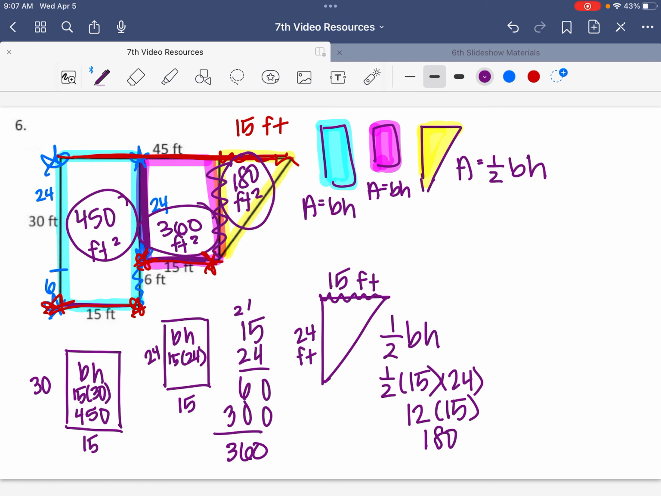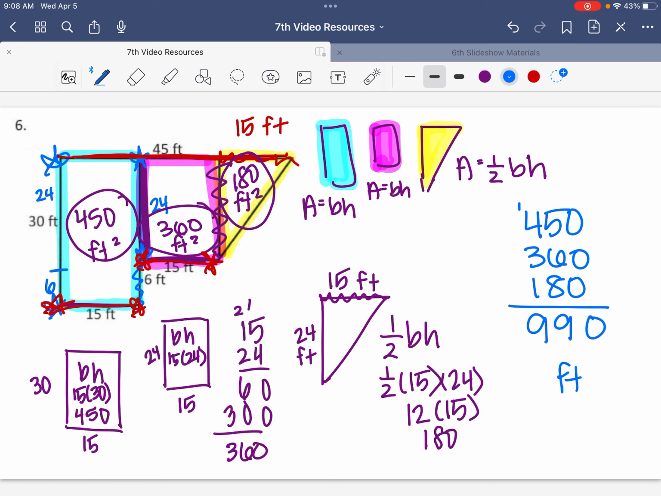So now that we have all the pieces, we have the area of the blue rectangle, the area of the pink one, and the area of the triangle. To find the area of the composite shape, the whole thing, we find the sum or the difference depending on the problem scenario. But here, because we're just trying to find the total, we'll sum them all up. So we get 990 feet squared is the entire area of this composite shape.